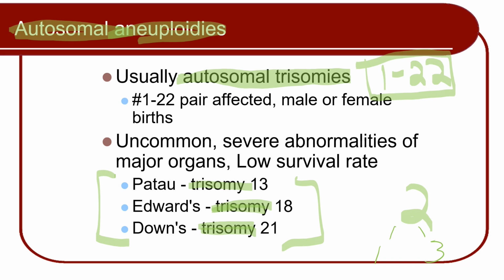So the 3 trisomies, and you probably have heard at least one of these, that do exist in humans, are trisomy 13, which is also called Patau's syndrome. This one's very rare. Trisomy 18, which is called Edwards syndrome, and trisomy 21, which is Down syndrome. So I'm going to just talk briefly about each of those.